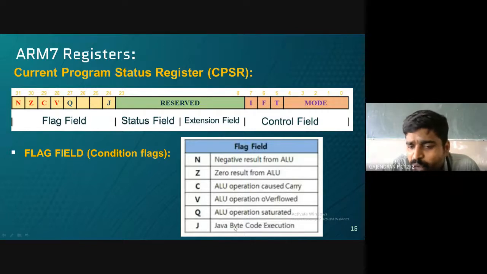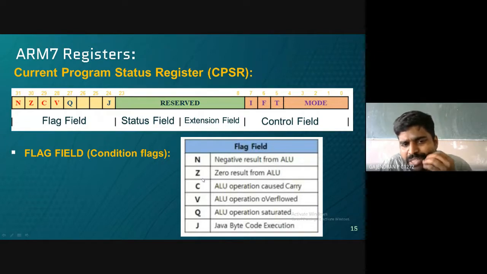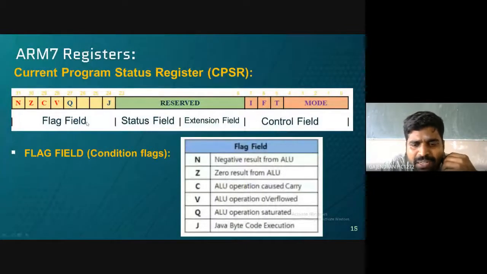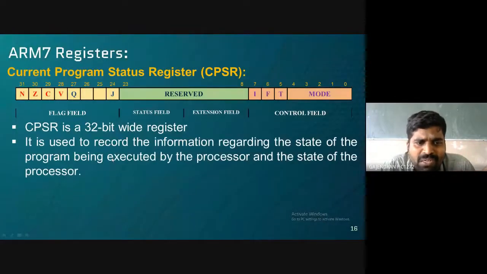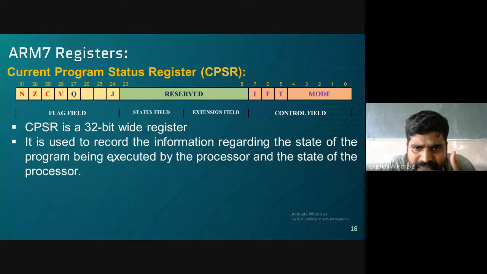Okay, then Java bytecode execution. When your system is doing some Java code execution, this flag will indicate that my particular process is carried out in Java code. So these are all your flag fields. It's very simple. Each is 1 bit in length, and based on the execution it will be set to 1 or 0. Okay, is it clear up to this? Q we will discuss in detail. So the 32-bit register CPSR flag field is very clear.